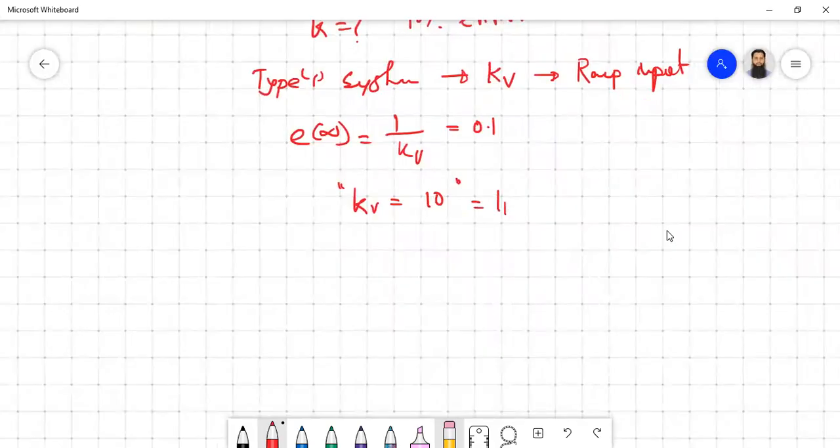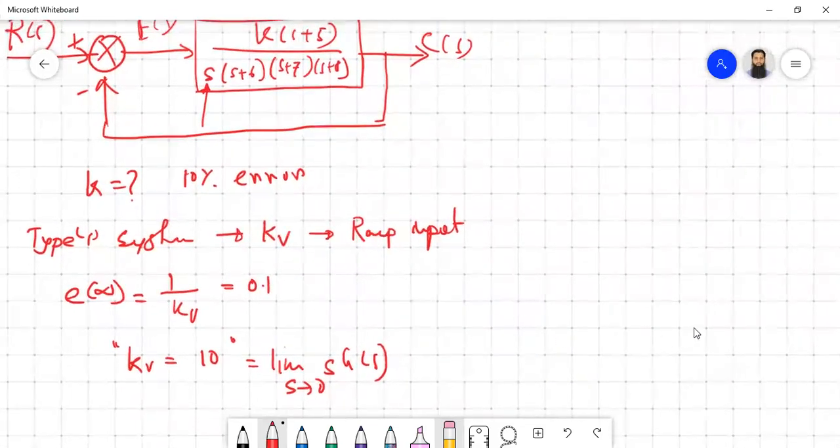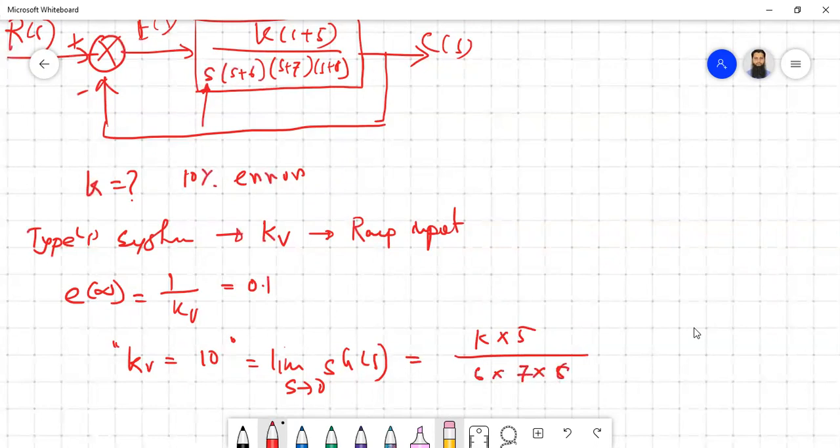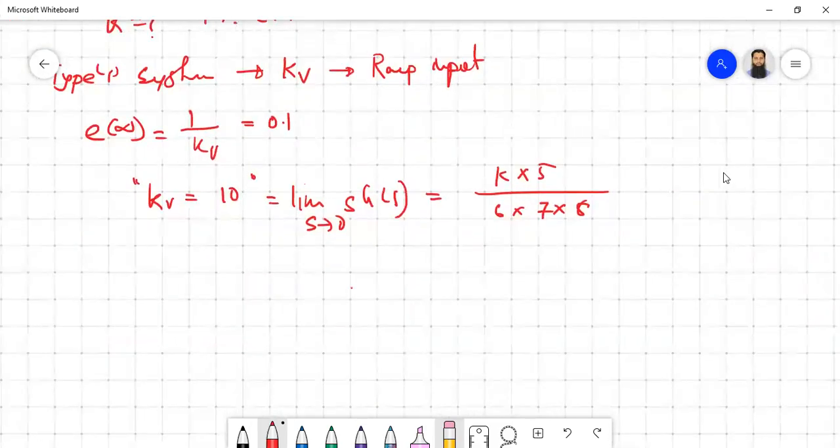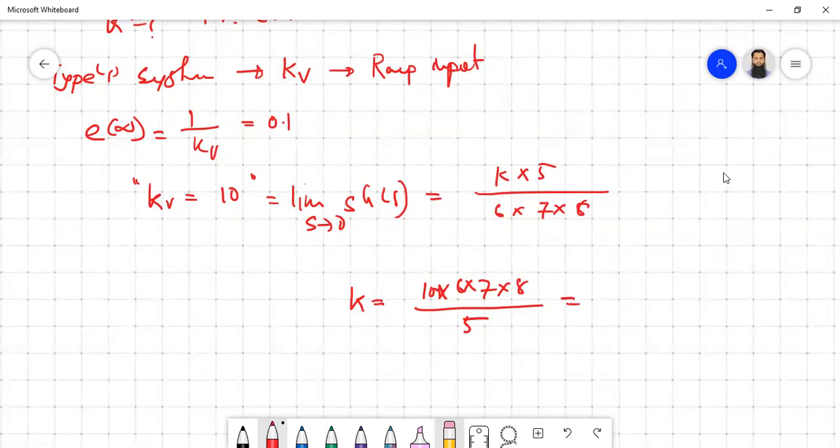According to the formula, Kv is the limit as s tends to 0 of s G(s). From this we can see that the s gets cancelled out. What is left is K times 5 divided by 6 into 7 into 8, equal to 10. So you can easily see that the value of K has to be 10 times 6 into 7 into 8 divided by 5. So basically 672 should be the value of K. So we know that for K equal to 672, we are going to get a steady state error of 10%.